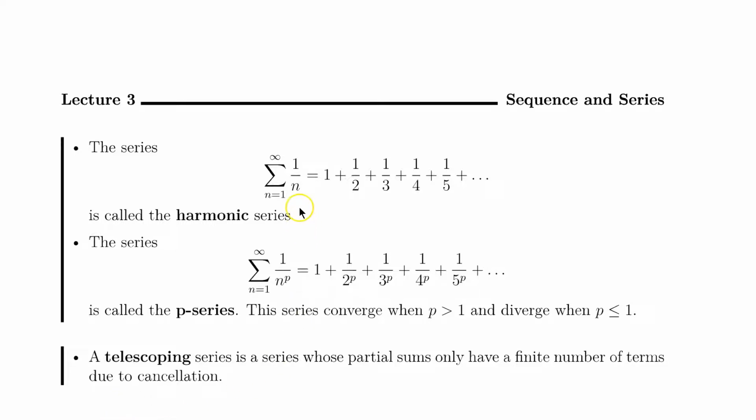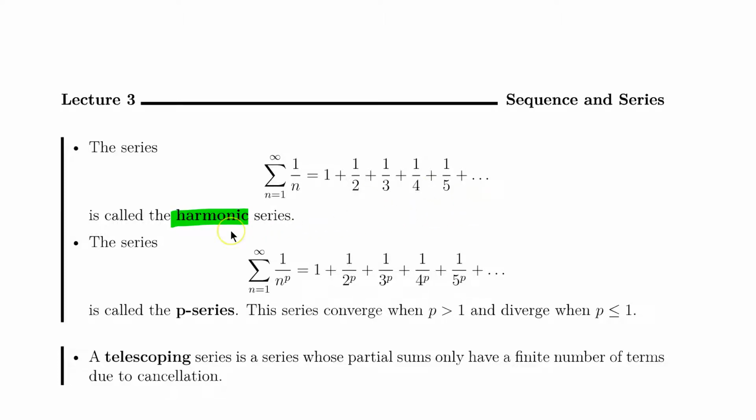Here we are looking at one of the series that we have seen earlier: the sum of 1 over n, where n goes from 1 to infinity. It's just the sum of 1 plus a half plus a third plus a fourth plus a fifth and so on. This series has a name. It is called a harmonic series.